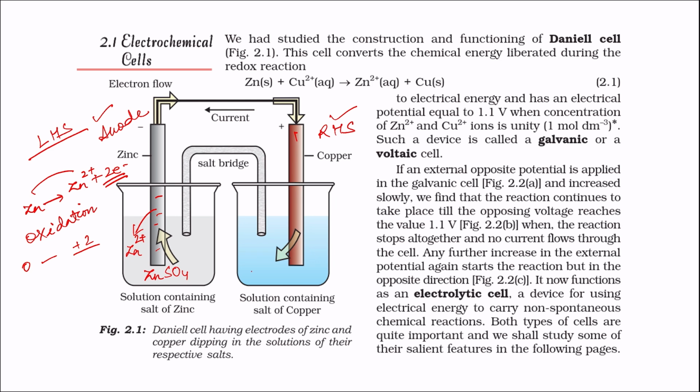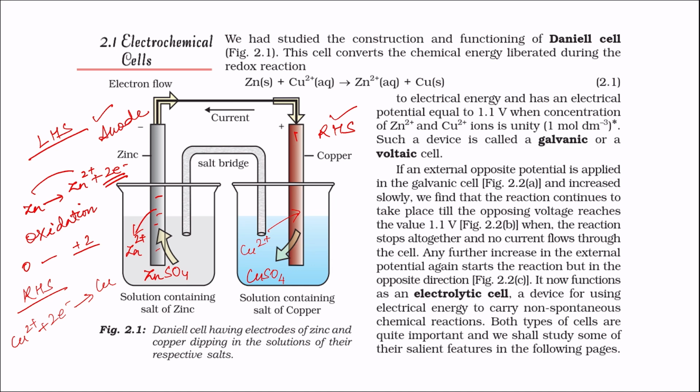Copper is dipped in copper sulfate solution, and copper ions from the solution are getting deposited on the copper electrode, and during this process Cu2 plus ions are accepting 2 electrons and getting deposited as copper atom on the copper electrode. So the reaction which is taking place on the right hand side is Cu2 plus 2 electrons changing into copper atoms, solid copper.